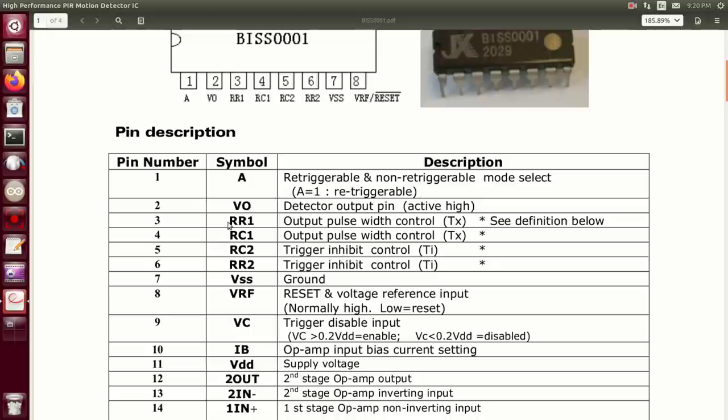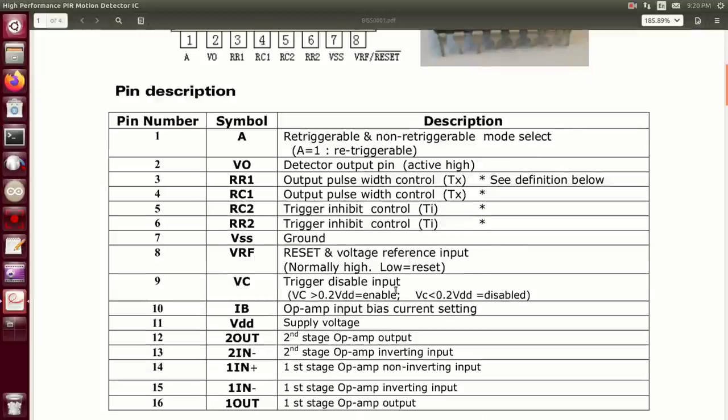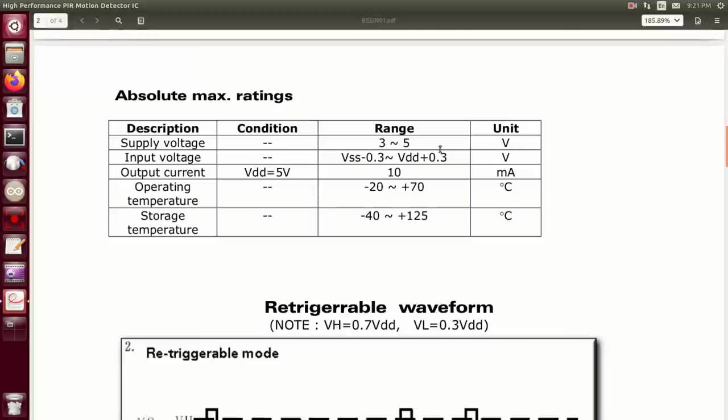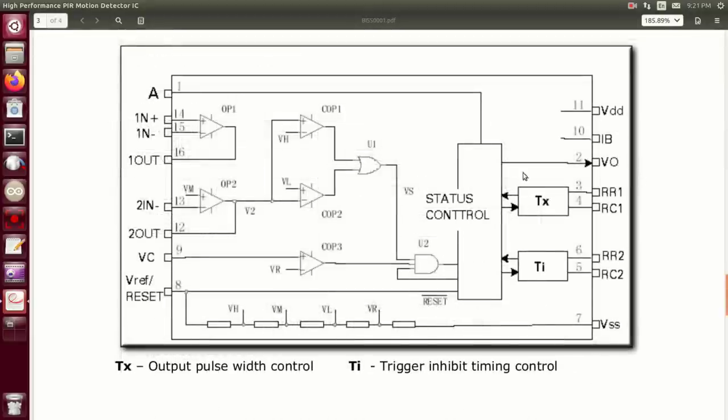I assume that's probably what those little networks of resistors and capacitors are doing. Ground, reset, yeah. Trigger disable. Bias current, yeah, whatever. Supply voltage, 3 to 5 volts. The output current, I'm assuming that's the load, can be up to 10 milliamps with a 5-volt supply. There is what's going on inside.